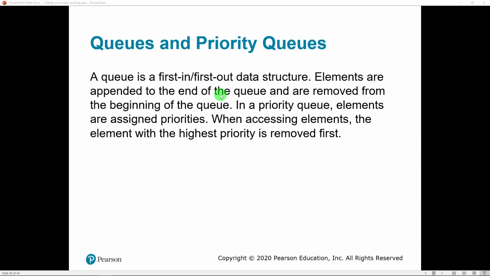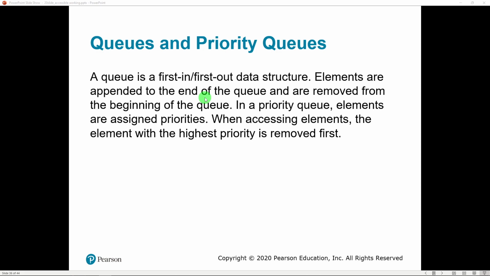Elements are added onto the end of the queue. You get in line at Cedar Point, you're on the end of the queue, and the people up front are removed from the beginning of the queue. So that's how I like to think of a queue. We add things onto the end, pull things off of the front.